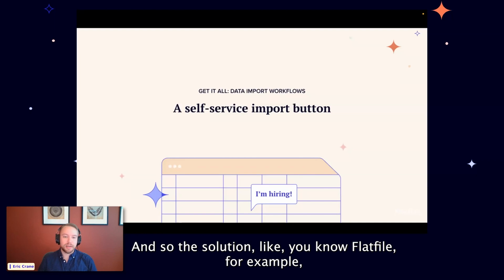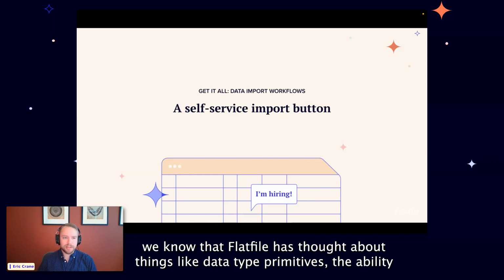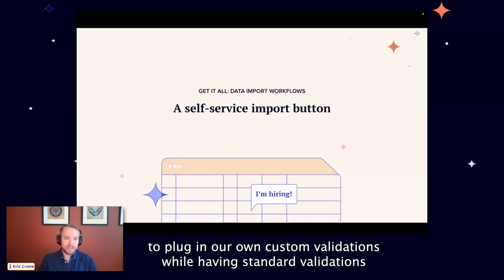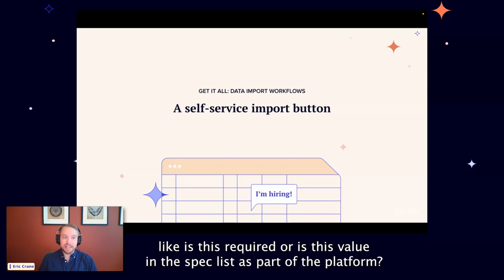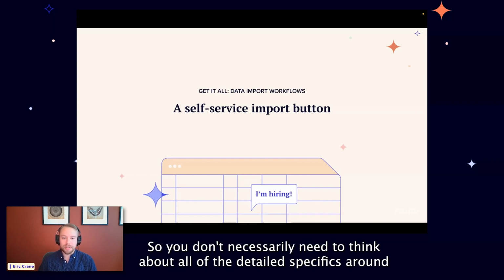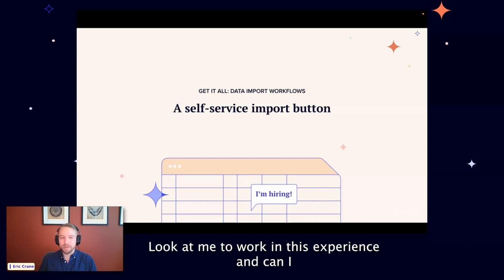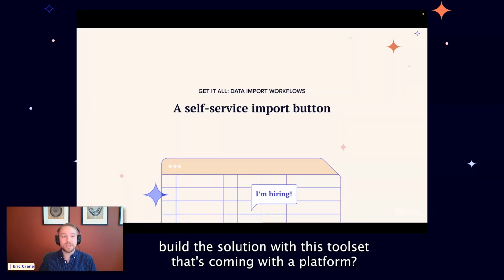And so with a solution like Flatfile, for example, tooting our own horn a little bit here, you have the ability to say, hey, we know that Flatfile thought about things like data type primitives, the ability to plug in our own custom validations while having standard validations like, is this required or is this value in this pick list as part of the platform? So you don't necessarily need to think about all of the detailed specifics around how would a lookup work technically, and instead say, how does this lookup need to work in this experience, and can I build the solution with this tool set that's coming with the platform?